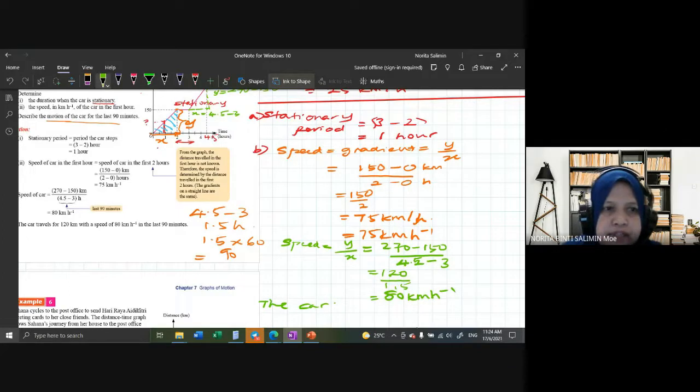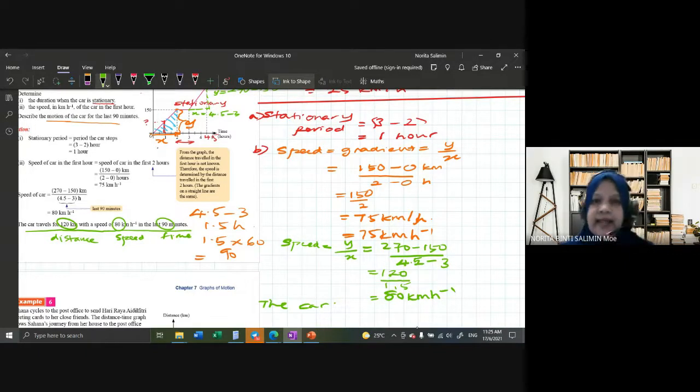The car travels 100 kilometers with a speed of 80 kilometers per hour for the last 90 minutes. So you put the distance, you put the speed, and you put the time. This is distance. This is speed; we find the speed here, and then this is the time. When the question wants you to describe, you have to put the distance, speed, and time.